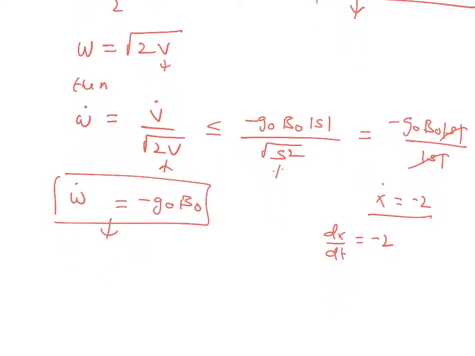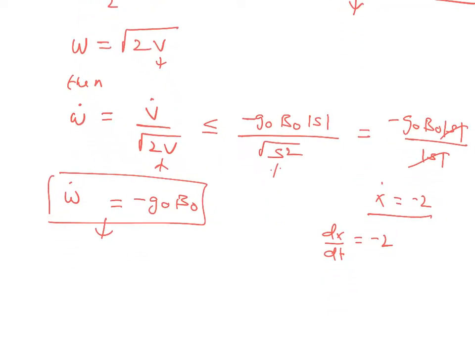Not e. In this there is no e. I think it's just saying x equals minus 2t plus some constant, and that constant at t equals 0 is x of t0, right? So x of t0 minus 2t. That's the solution, right? So similarly we can write a solution for this also, right?